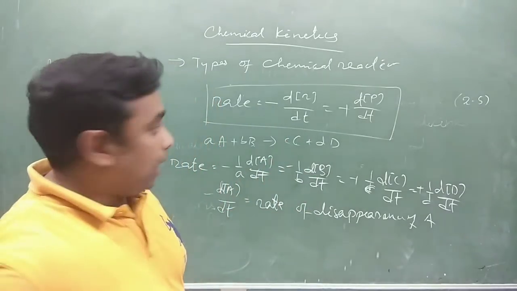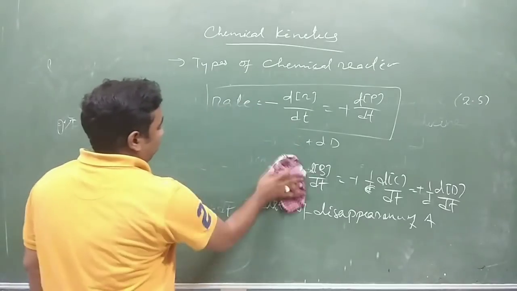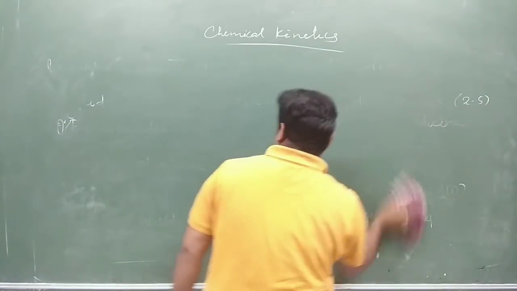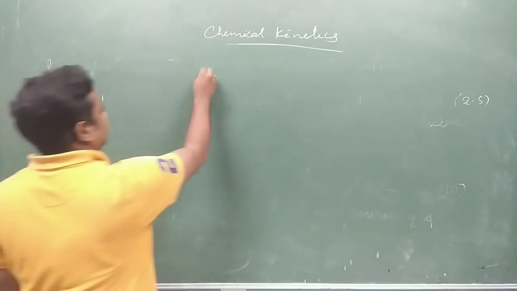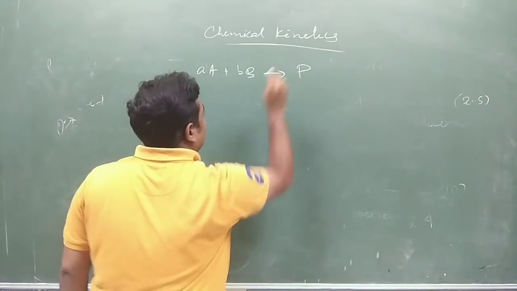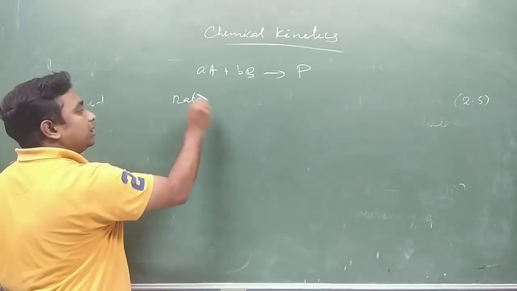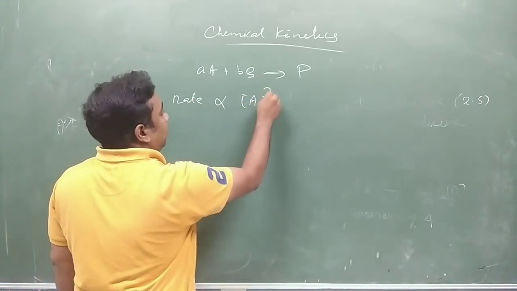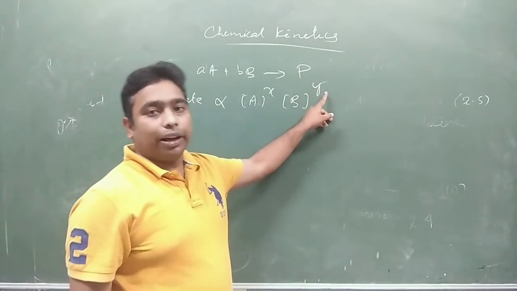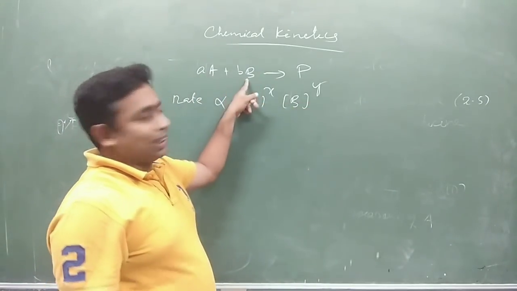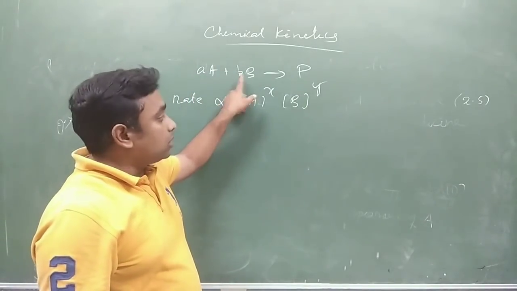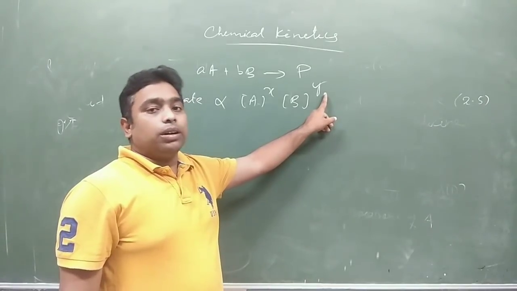This is about the rate, and also we have discussed the rate law. What we have discussed in the rate law is another important concept. Suppose this reaction is given: A plus B gives rise to product P. For this reaction the rate law will be rate is proportional to A to the power x and B to the power y. And remember, this x and y may or may not be equal to the coefficients of A and B. I have already explained. They may not be equal because x and y are determined from the experiment.